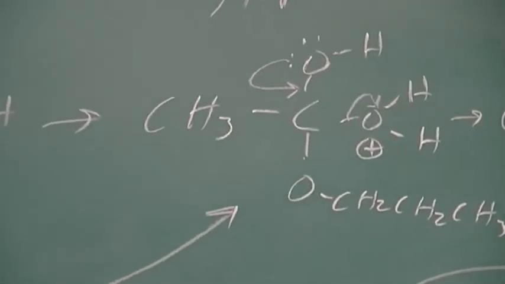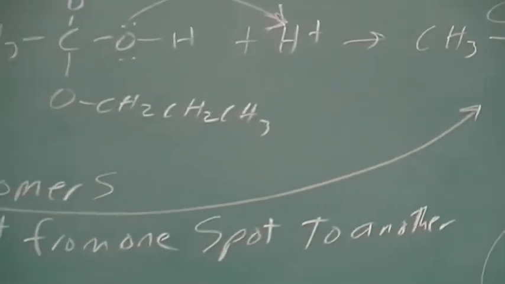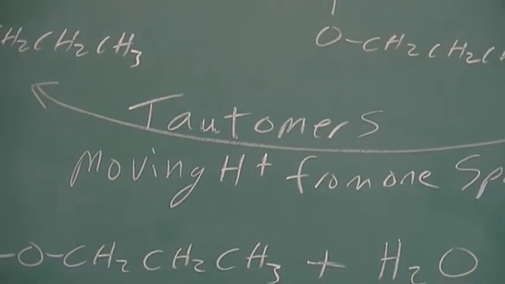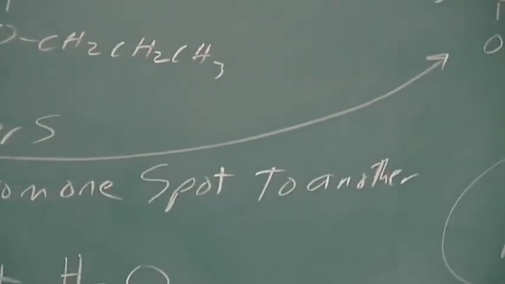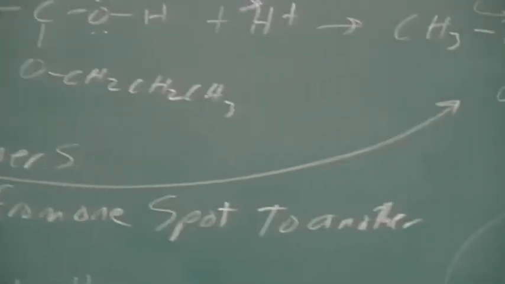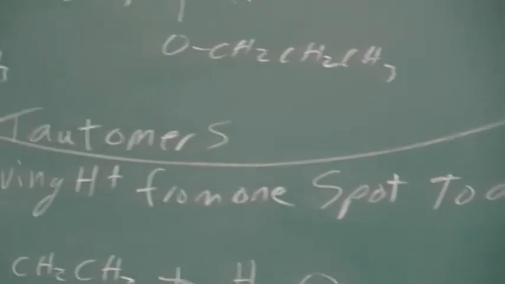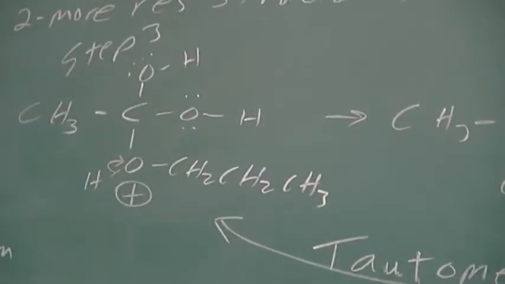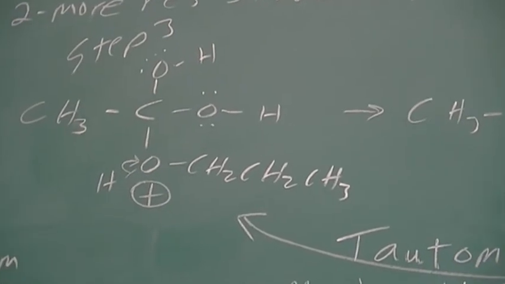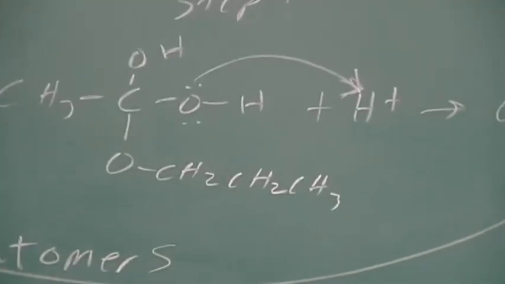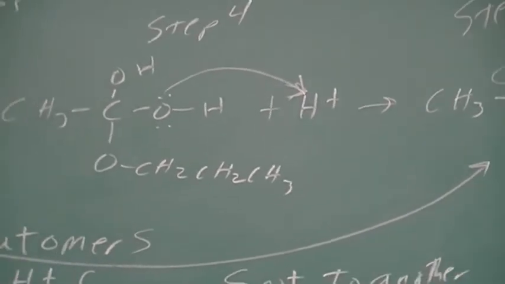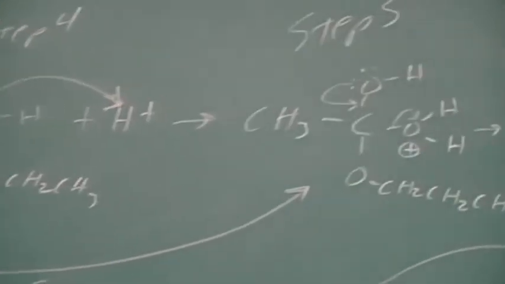The H plus came off and then it went back on. And that is called a tautomerization, and those two structures are called tautomers. So when you move an H plus from one spot to another spot in a molecule, those are tautomers. And that is then a tautomerism. So when you're writing it out step by step, a tautomerism is, in this reaction mechanism, going to be step 3, the H plus comes off, and then step 4, the H plus goes on. And so it is a two-step process. The H plus comes off, the H plus goes back on.